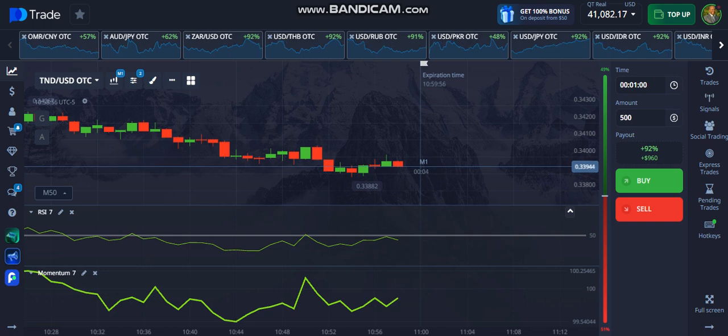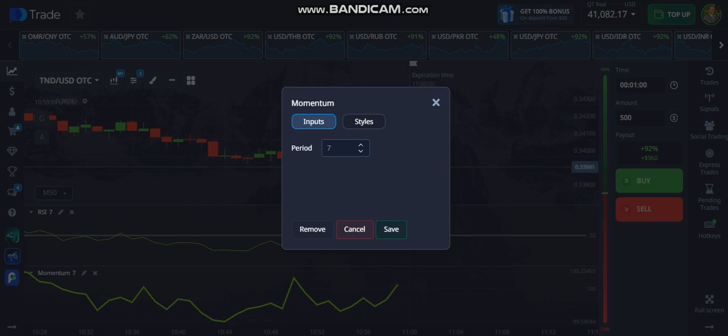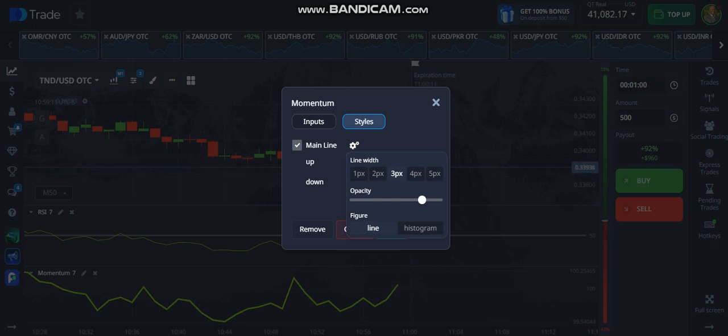Okay. So for our momentum indicator here, when I click on that indicator setting icon, I've also set the period to 7, and in my style settings, on the main line, the histogram is the default setting, but I've set it to line. So we have a smooth line here. I've increased the pixels to 3, and I've moved the opacity over to the right a little bit here. So we save those settings.